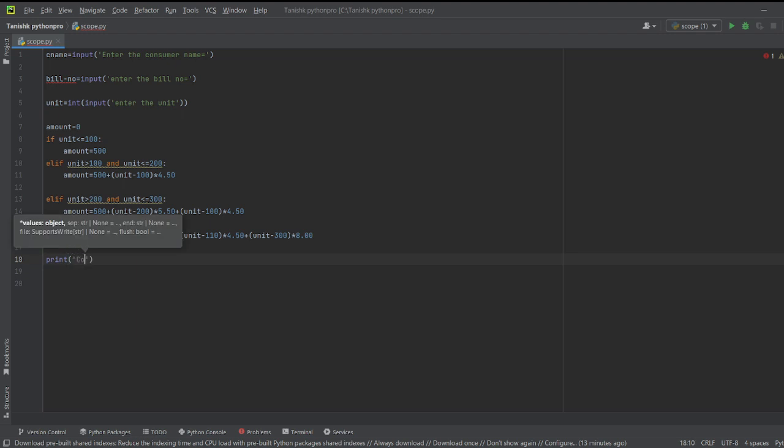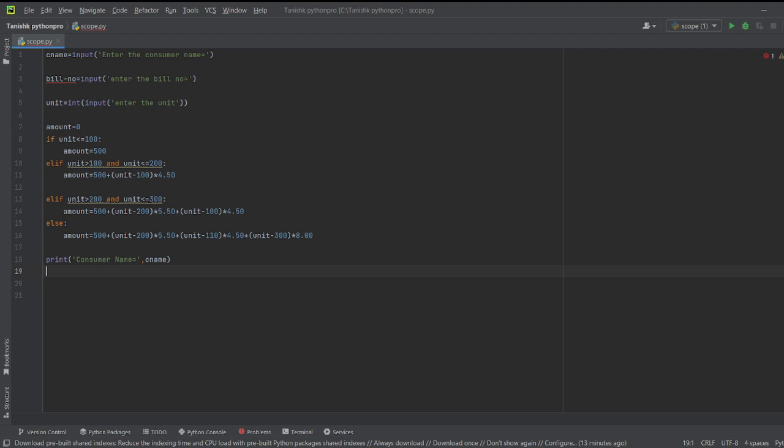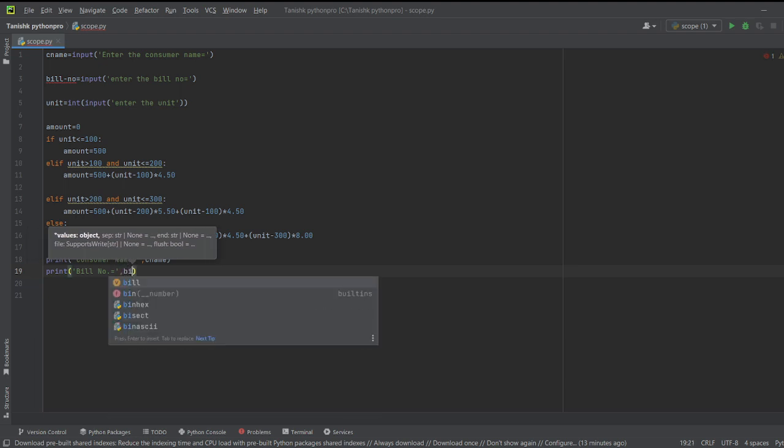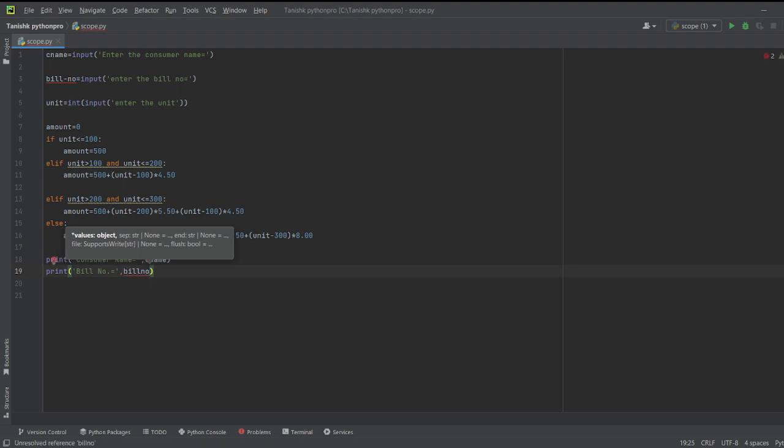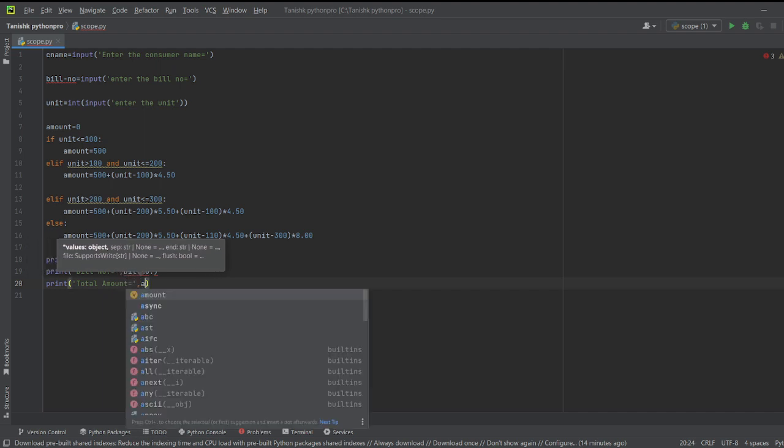Print consumer name, comma cname, and bill number is equal to, comma bill number, and now print total amount, print total amount is equal to, comma amount.